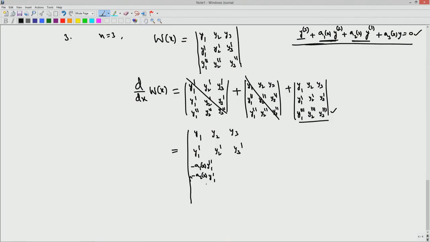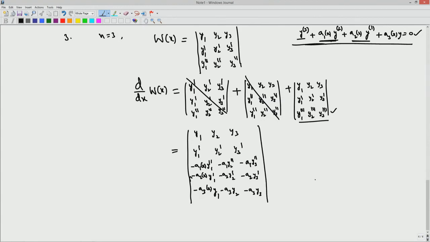This is only third row, first column. So minus a3 of x into y1. And similarly, you replace minus a1 y2 double dash, minus a2 y1 double dash, minus a3 y2. Similarly, the last element is minus a1 y3 double dash, minus a2 y3 dash, minus a3 y3, just y3.